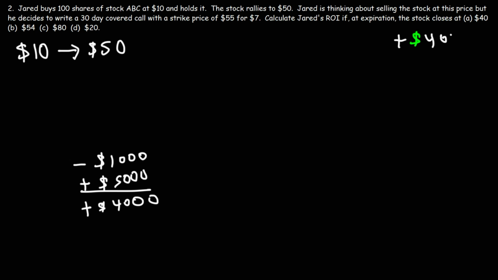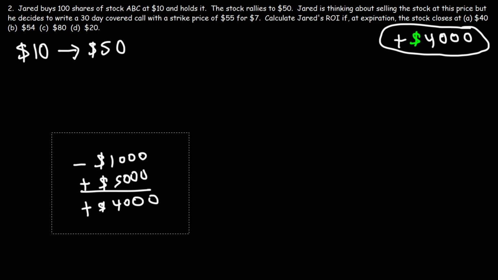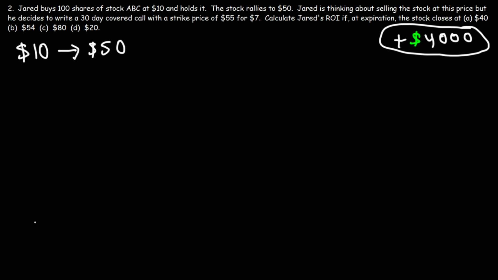Because what we want to do is analyze his decision to write the covered call at $50 instead of just selling the stock at 50. So if he sold the stock at 50, this would be his profit. So let's just keep that in mind. But instead of doing that, when the stock is at 50, he writes a covered call option with a strike price of $55 for $7.